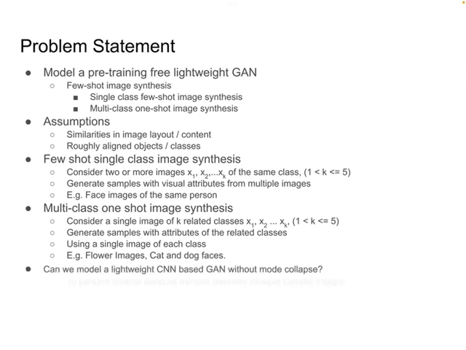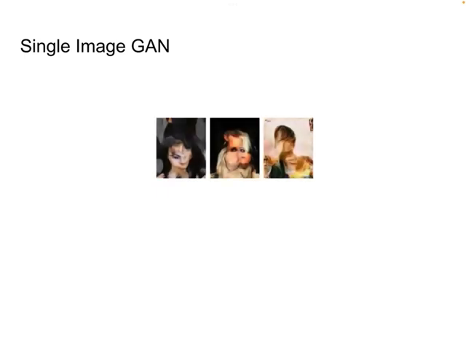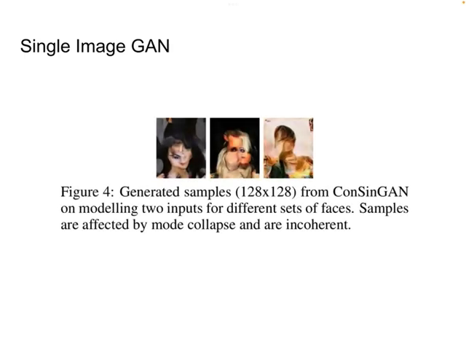In short, can we perform attribute transfer between two or more images or classes for the above tasks in a unified framework? For the base case of few-shot image synthesis from two images, ConSinGAN was modified such that a different input image is selected in each iteration. However, the generated samples were affected by mode collapse and were incoherent.